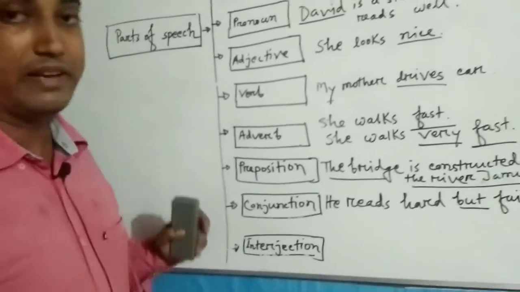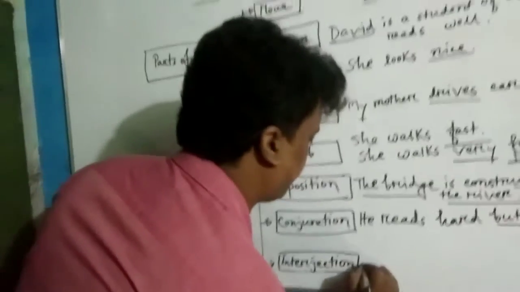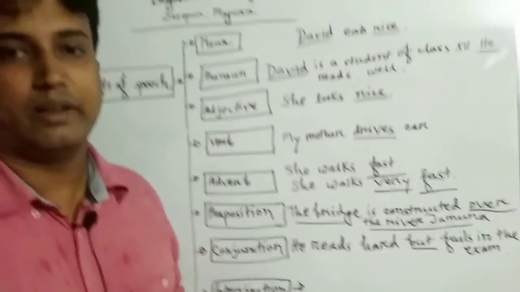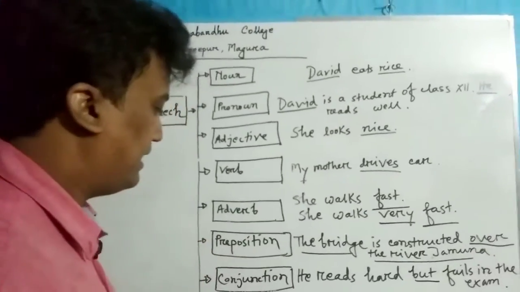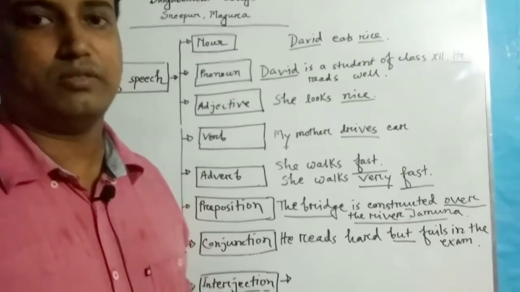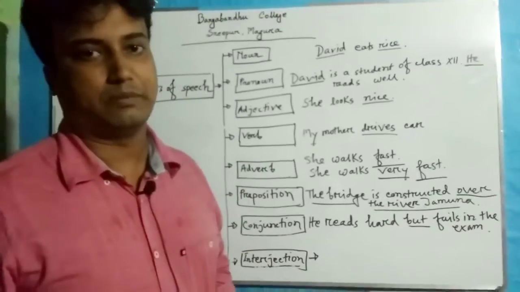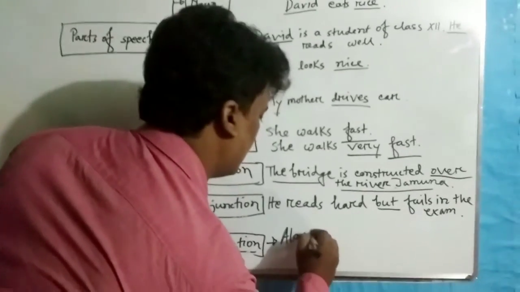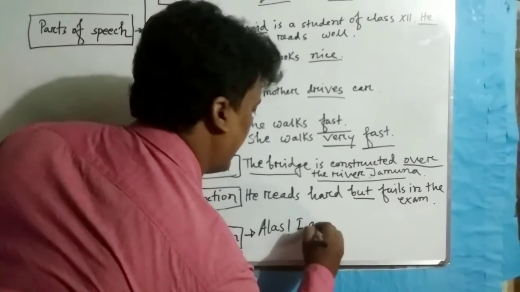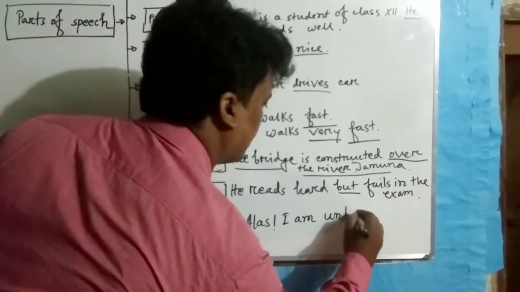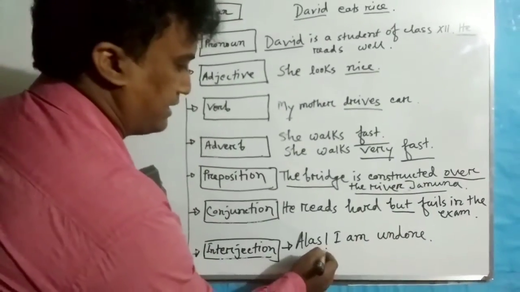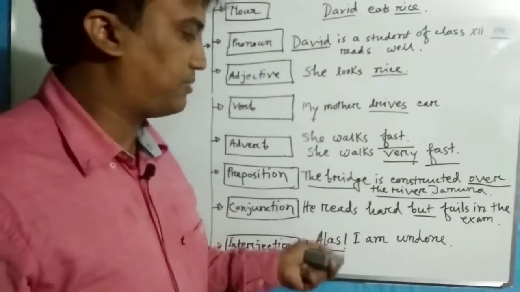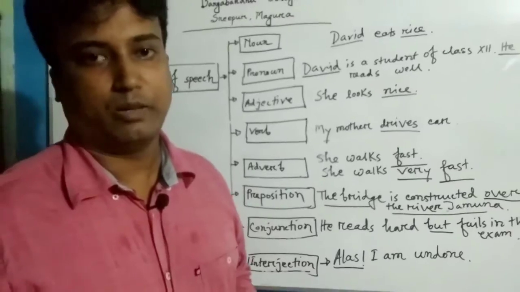Let's discuss the final one, interjection. Interjection is a word in English language that describes the strong emotion or feeling of subject. For example, alas, I am undone. Look at the underlined word. It describes the strong feeling or emotion of subject.